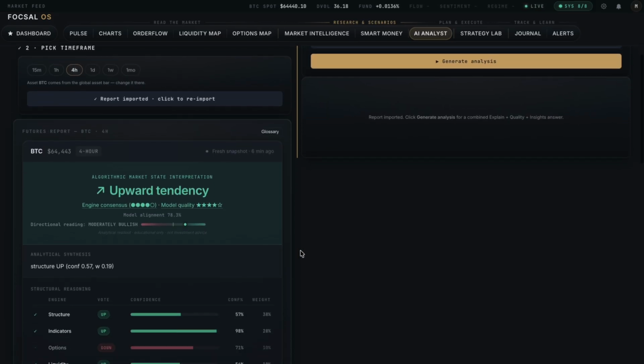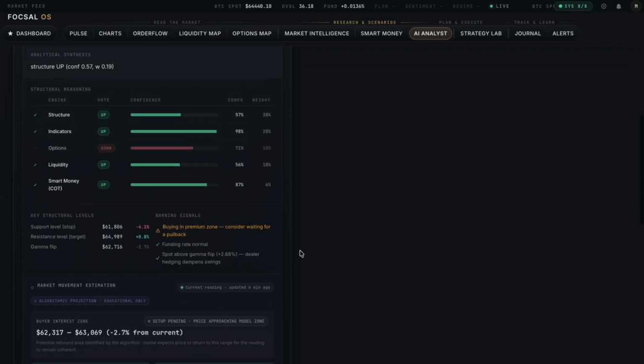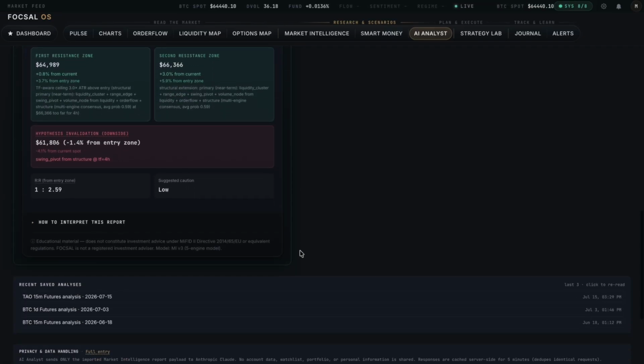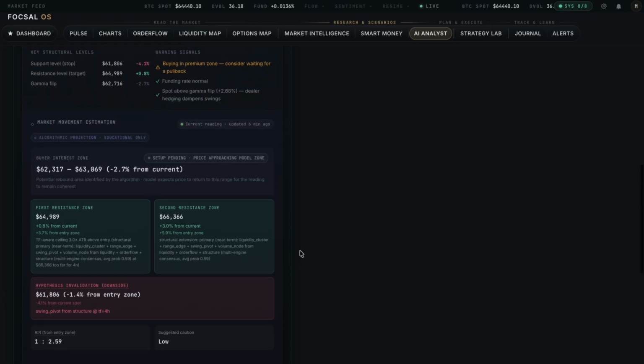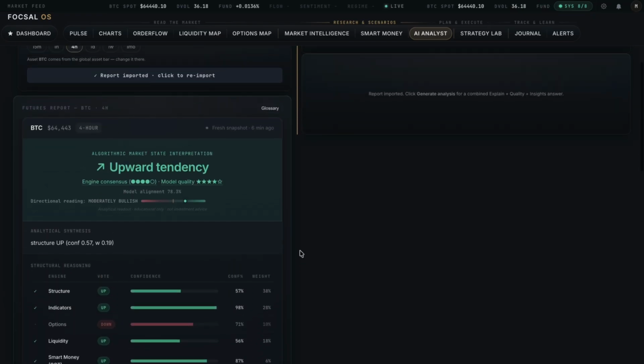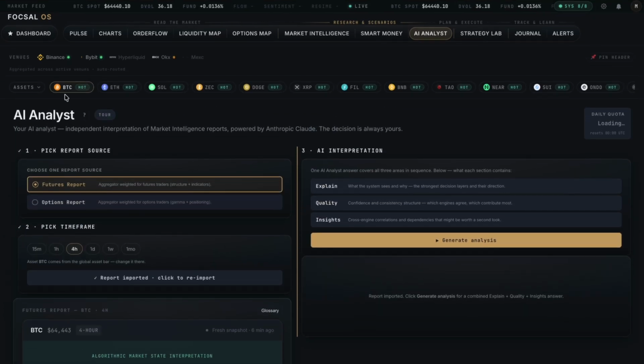The AI pulls exactly the report you saw in market intelligence. It doesn't guess. It works on the platform's real data. The asset, Bitcoin for example, comes from the top bar. You change it there for the whole system. Before I generate the analysis, what do I actually get from it?